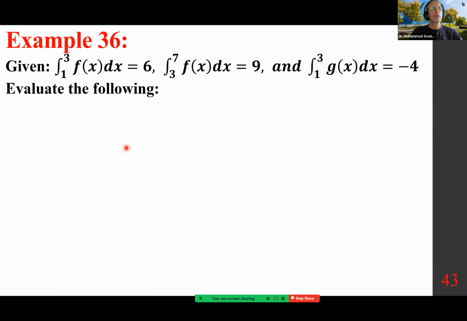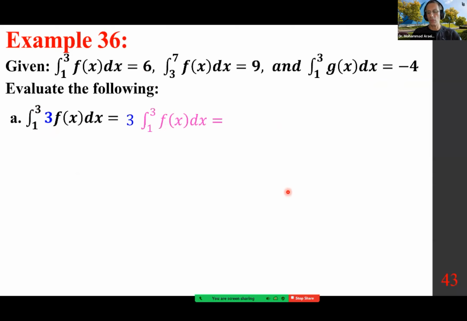So, given the integral of f of x dx equals 6 from 1 to 3, from 3 to 7 is 9, and for g of x, the integral from 1 to 3 is minus 4. We want to evaluate the following, starting with the integral from 1 to 3 of 3 times f of x dx. Basically, you do this, and as you know, this is 6, so the product is 18.